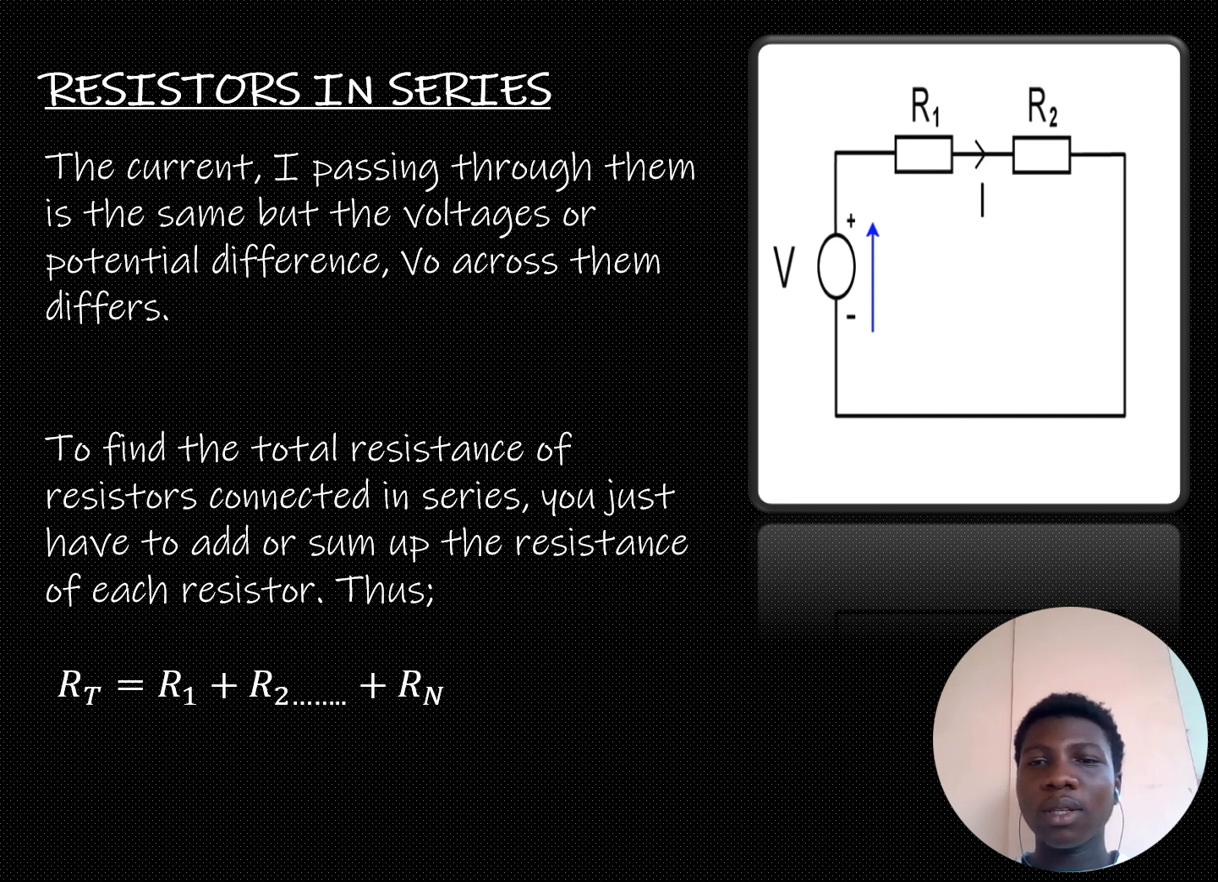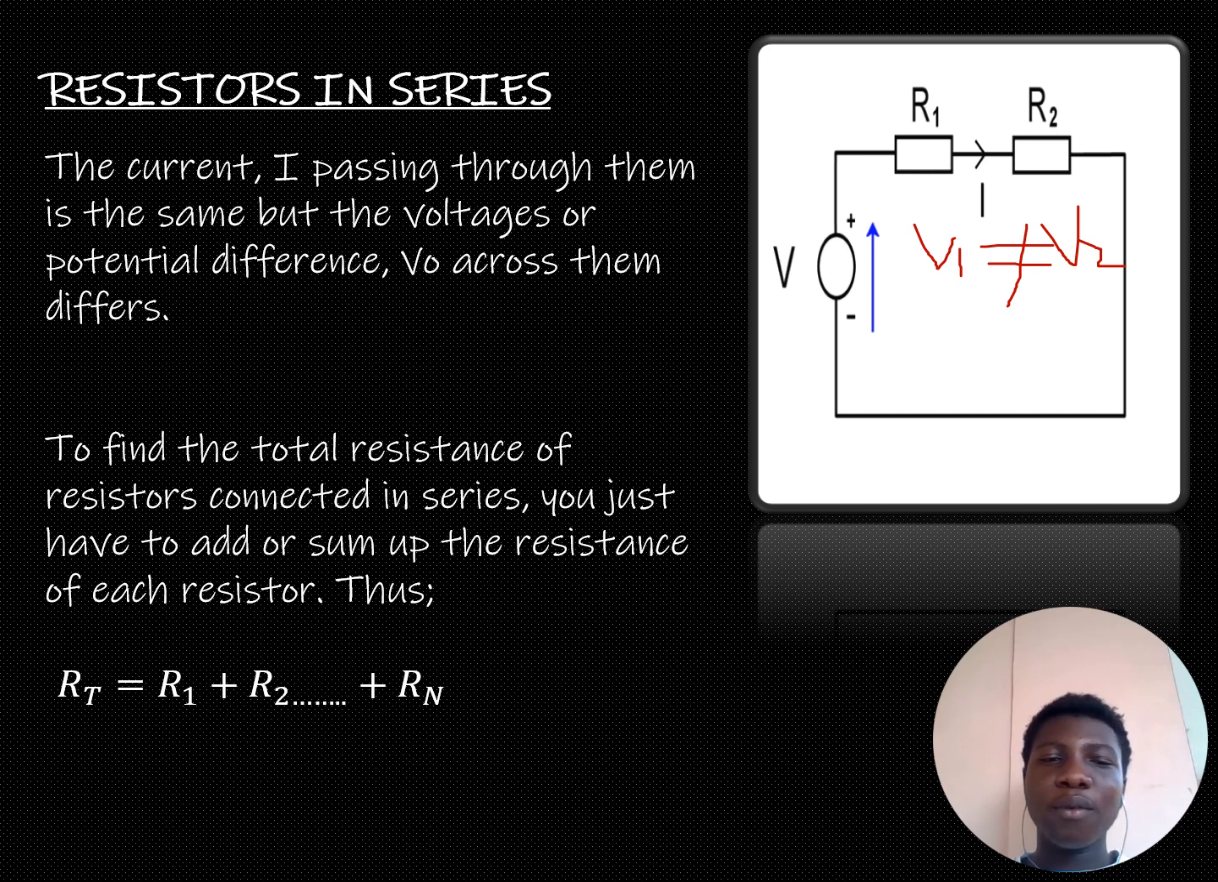So I1 is equal to I2, but the voltage V1, and here will be V2, they are not equal. Put this in mind. V1 is not equal to V2. So in case you are being asked to find the total resistance, the formula is just by summing their resistance up.